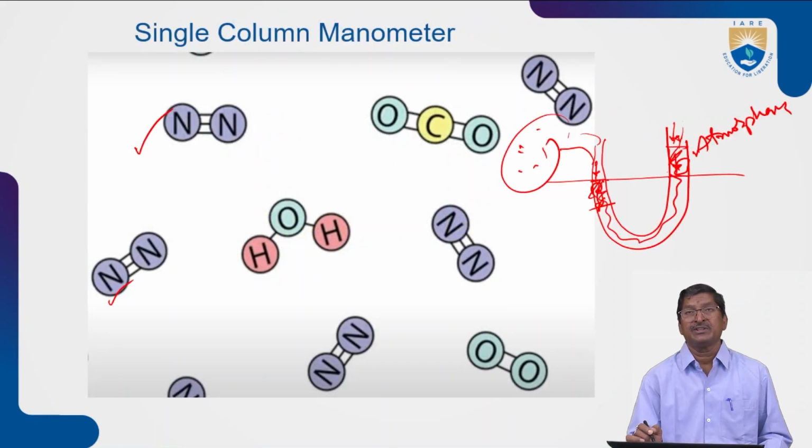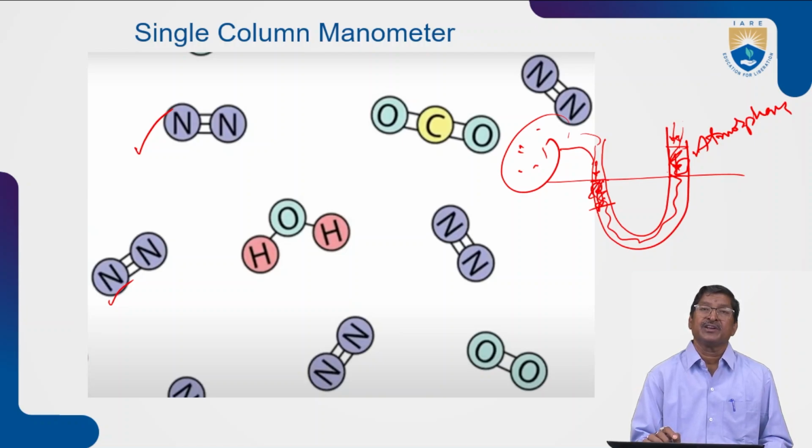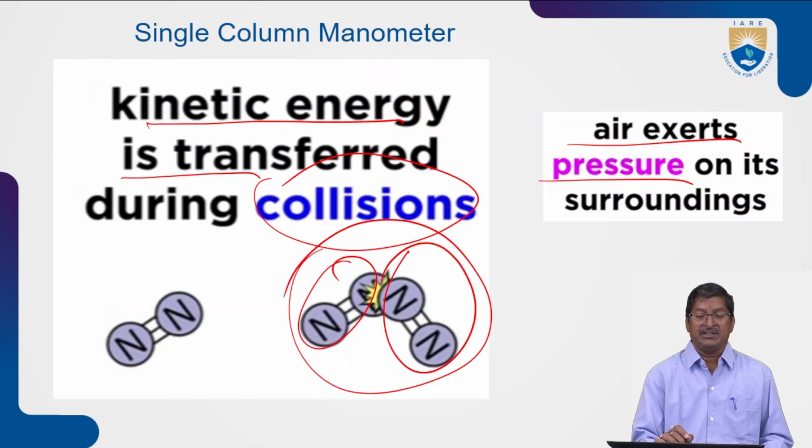And how does atmospheric pressure exist? Because the gas molecules in the atmosphere are moving, and whenever they move, they collide with each other. Whenever they collide, kinetic energy is transferred during collisions. That's why air exerts pressure on its surroundings. That is nothing but the atmospheric pressure.